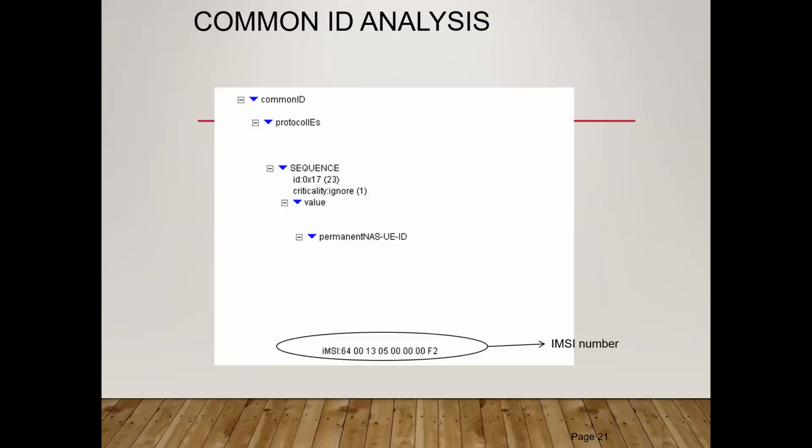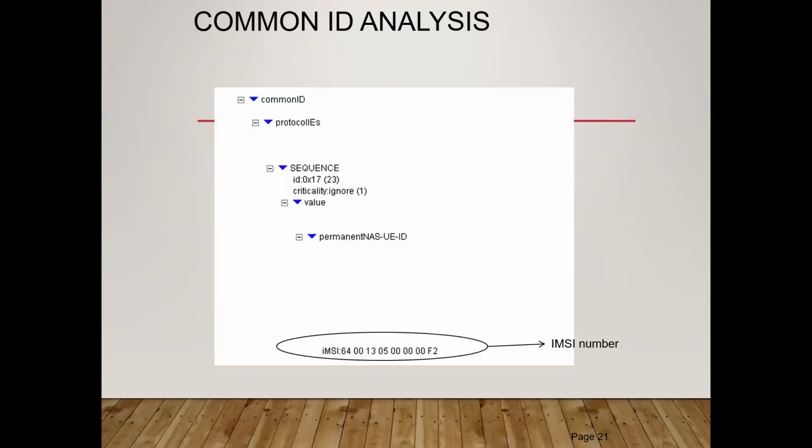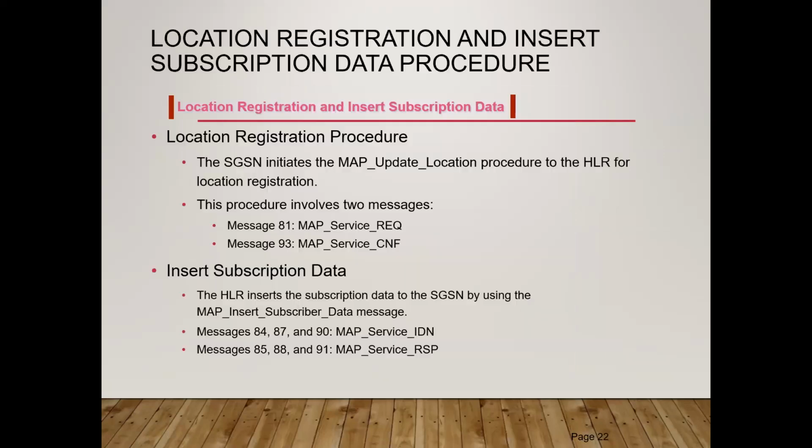So the common ID is simple. You will send an IMSI to the RNC. There is no response to the common ID, because you're just sending the information to it. There is no response that is expected from the RNC on this.